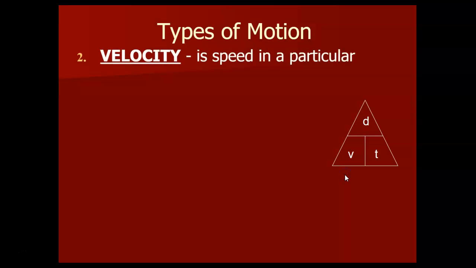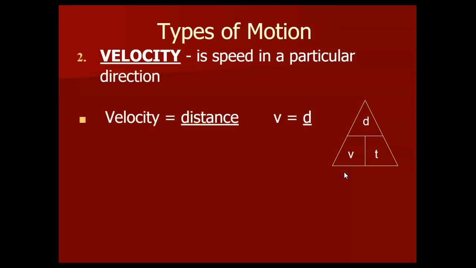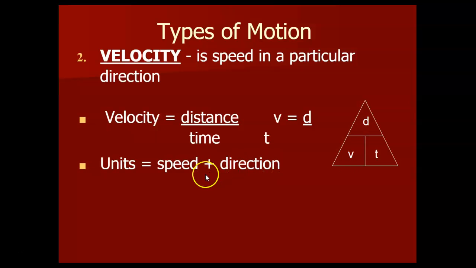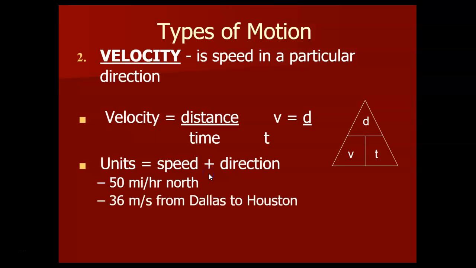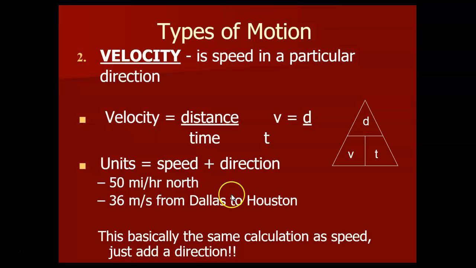Types of motion. Velocity is a speed in a particular direction. Velocity equals distance divided by time. So V equals D divided by T. Units equal speed plus direction. So 50 miles per hour north, 36 meters per second from Dallas to Houston. This is basically the same calculation as speed, just add direction. So you could add north, south, east, and west. You could say from Fort Wayne to Indianapolis, or like in this case, Dallas to Houston. So velocity is just adding a direction.